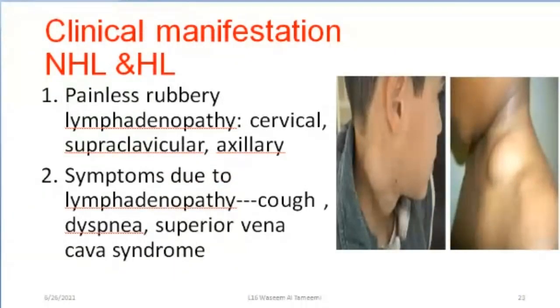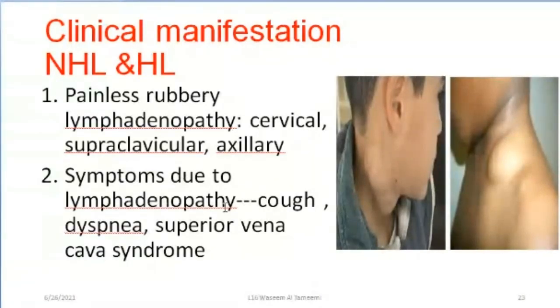Clinical presentation: clinically usually the same presentation of Hodgkin and non-Hodgkin lymphoma. تبدي على شكل painless rubbery lymphadenopathy. It can affect cervical, شوفوا supraclavicular, cervical or even axillary. طبعا اكيد it may be painless or it may be associated with mechanical heaviness. Sometimes it's associated with pain due to stretching of the lymphoid tissue cover.